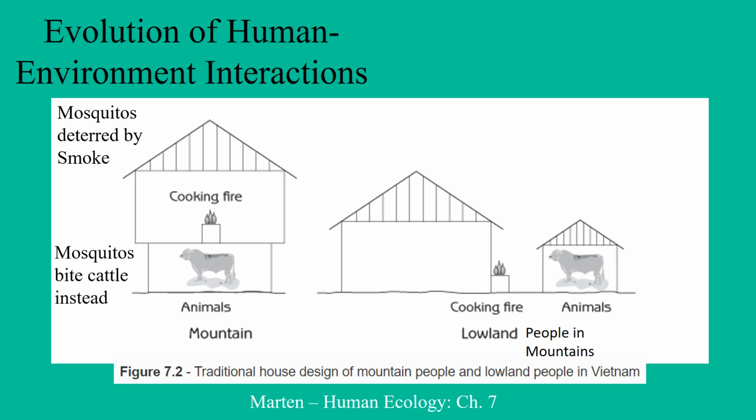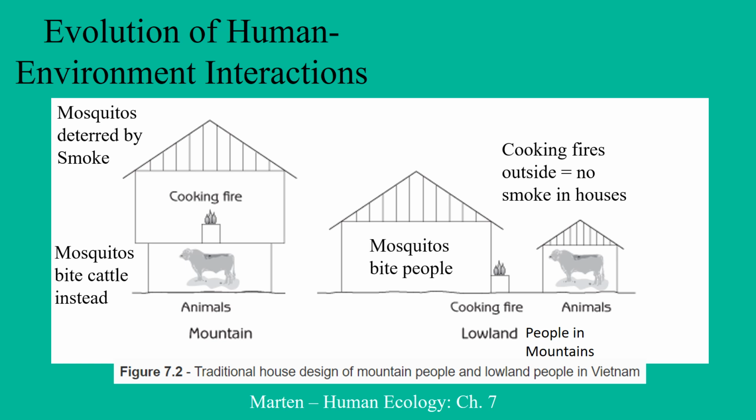So the mosquitoes bite the cattle instead. However, you take the other house design, the cooking fires are now outside, so there's no smoke inside the houses. The mosquitoes still might bite the animals, but they also might get into the house and bite people, and then that led to an increased frequency of malaria within this particular area. So this is a case of how our interaction with the environment under new environments, a lot of times people have developed these setups because it works for them.